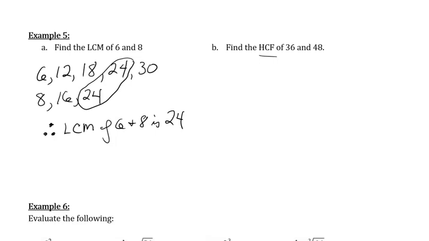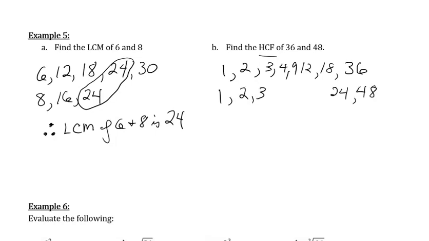Now we're going to go the other way to find the highest common factor. We're going to find the factors. And I like to find my factors by going from the outside in. You don't have to do it this way. Same thing with 48. So this time, I'm looking for the highest common factor. So the highest one that they have in common looks like it's only going to be 12. So I'm going this way this time.